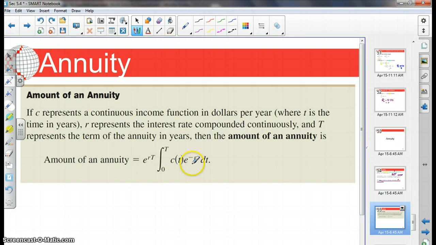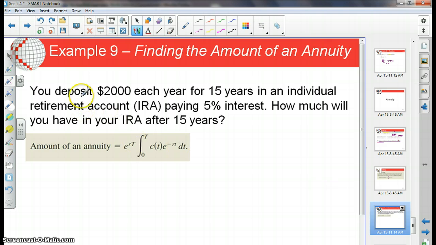So here's a new formula. Looks a little intimidating, but it's really not that bad. I'll give you an example of this, but see, we're going to integrate from time 0 up to t, and we'll use this formula. It works out pretty slick. Here we go. You deposit $2,000, but you're going to do this each year. That's the difference between an annuity and what we were doing before when we were using the PERT formulas.